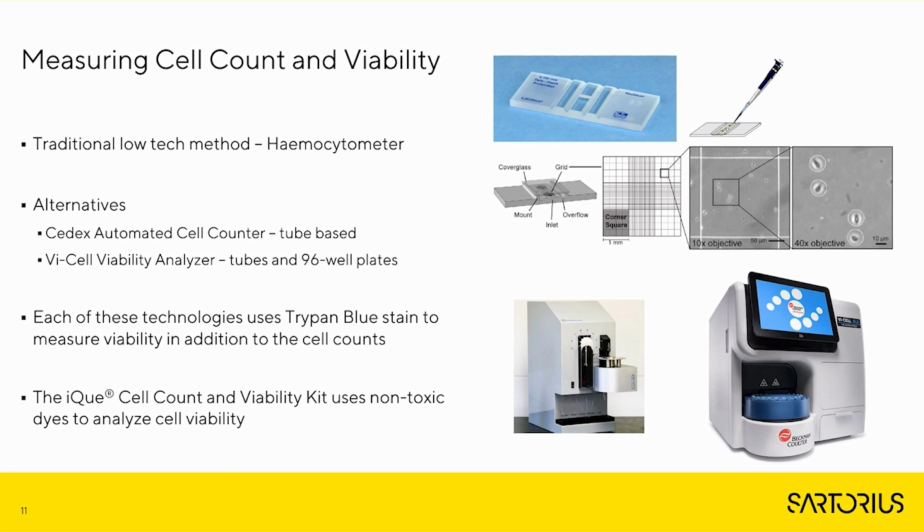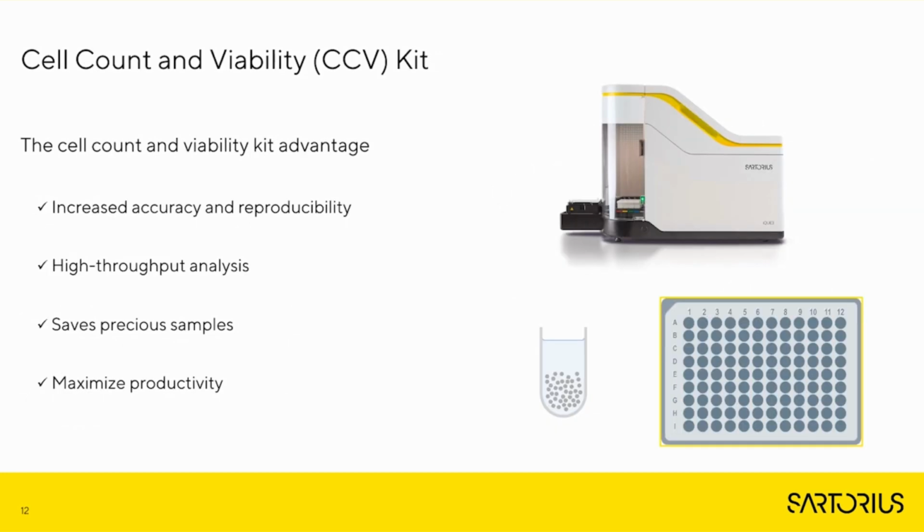The iQue cell count and viability kit uses non-toxic dyes, unlike trypan blue, to analyze cell viability. So that is an additional toxic chemical that you can remove from your lab if you use the iQue cell count and viability kit. So let's have a look at the cell count and viability kit in a little bit more detail and look at the advantages that it provides the user.